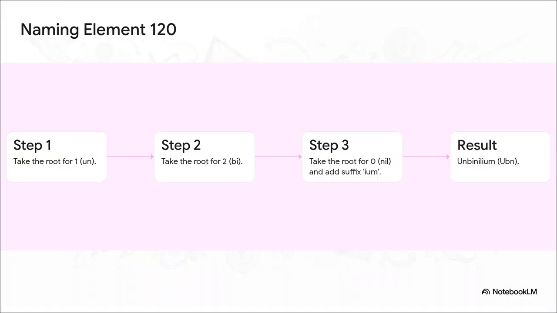It's super simple. Step 1, we take the root for 1, which is un. Step 2, the root for 2, which is bi. Step 3, the root for 0, nil. And then we just slap the suffix ium right on the end. And boom, there we have it. Step by step, we just built the temporary name unbinilium, completely demystifying the heavy element naming process. It is a perfectly logical system for a table built entirely on logic.